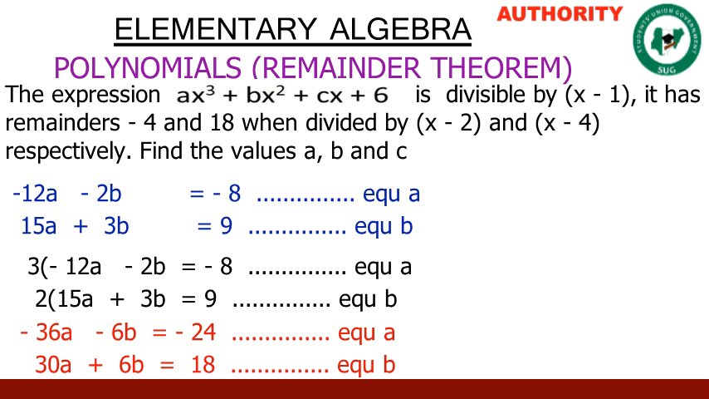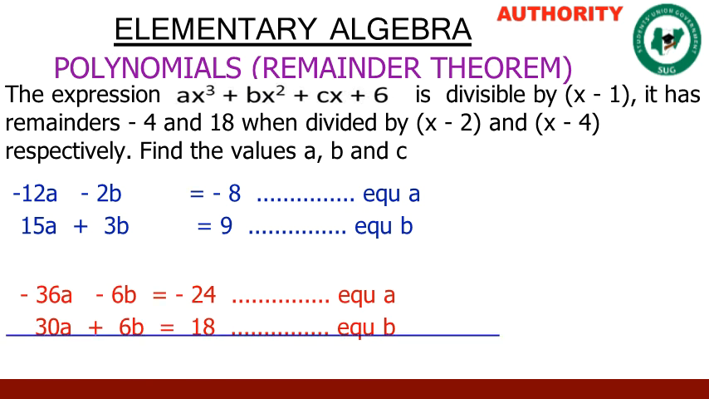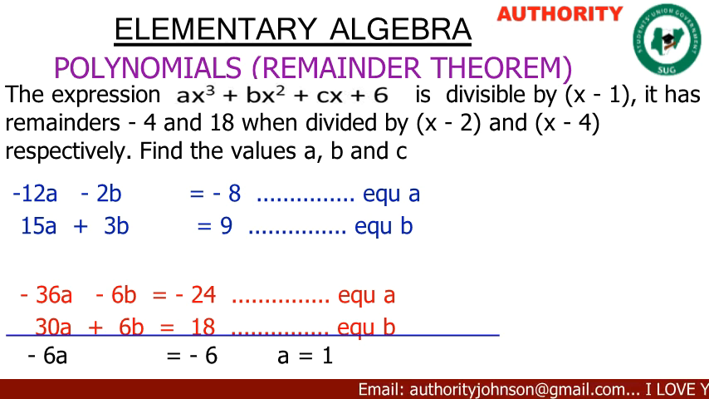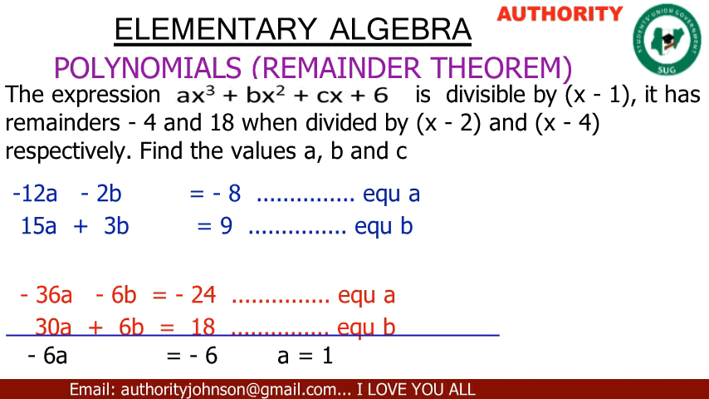So b will disappear. Now let's go. We're going to say minus 36a plus 30a. We're going to have minus 6a. Yes. The minus 6b plus 6b is equal to 0. Okay. Minus 24 plus 18 is equal to minus 6. Hello. Yes, we are having minus 6a is equal to minus 6. Yes, we are looking for a. Let's divide both sides by minus 6. So we're going to have a is equal to 1.